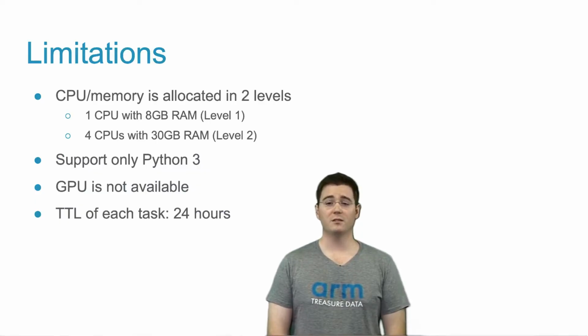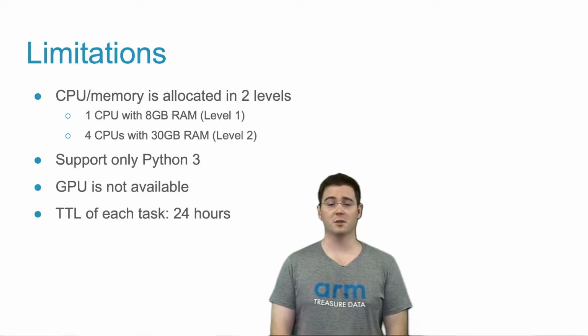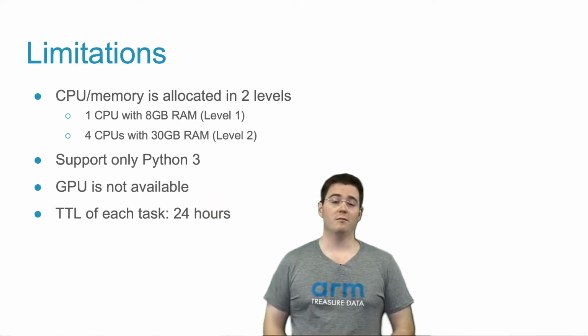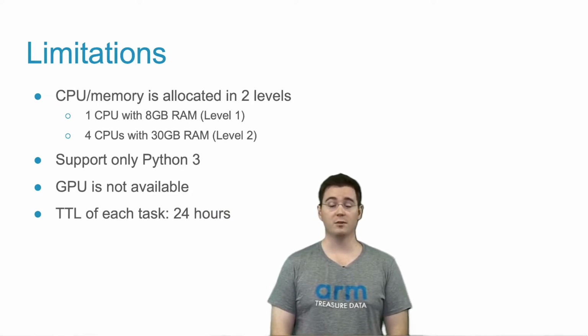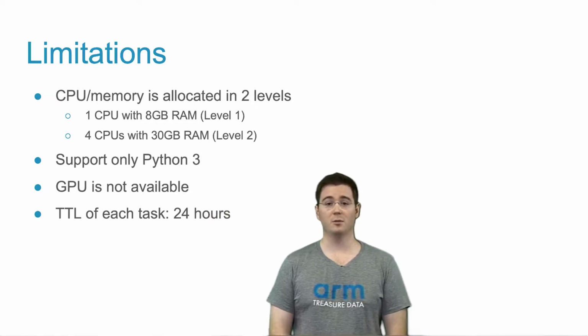There are a few limitations that you should be aware of with the Python custom scripting feature and its current implementation. The first one is that there's only 2 levels of resources, as noted over here. Further, we only support Python 3 going forward. We do not support Python 2.7. In addition, GPUs are not currently available as a feature. If you require GPUs to run your models, please reach out to your local sales representative and they can discuss the options with you. Finally, you can only run a task for a maximum of 24 hours. If it runs beyond this, it'll be automatically terminated.